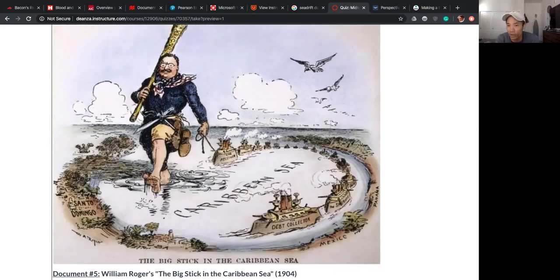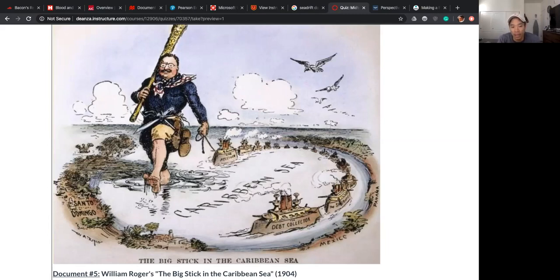Document number 5 is very simple. This is a political cartoon. It's called The Big Stick in the Caribbean Sea. This is a political cartoon, an illustration of expansion into the Caribbean during Theodore Roosevelt's time in office. We call it the Roosevelt Corollary.